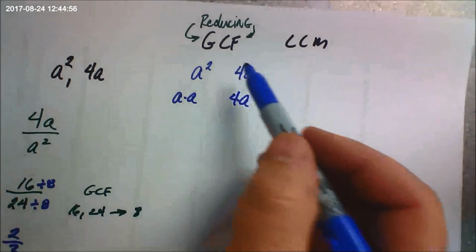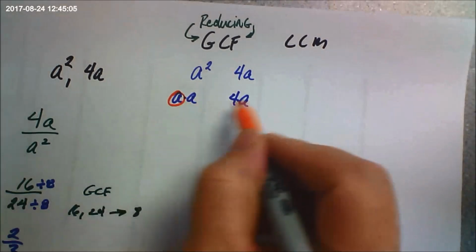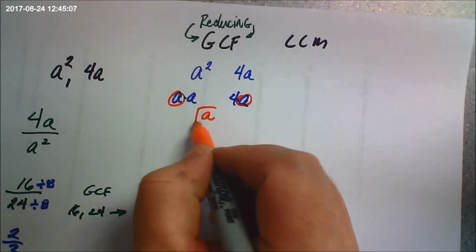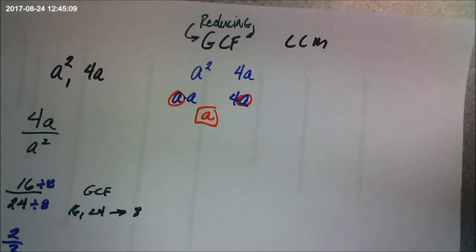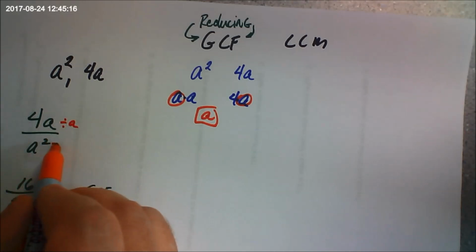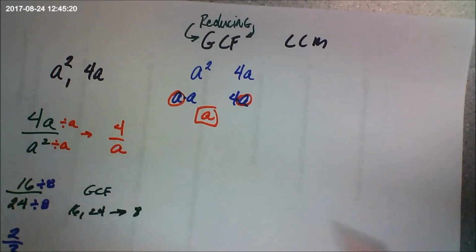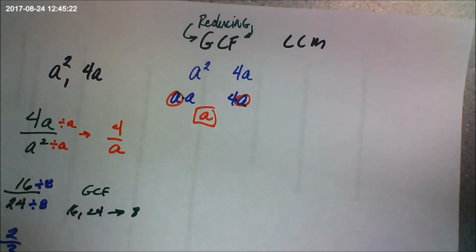That doesn't change, right? So greatest common factor, Ozzy, is the biggest thing that goes into both. What's the biggest thing that goes into both of those numbers? A. That's the GCF, it's A. So if you were reducing this, you would divide the top and the bottom by A, and you'd get 4 divided by A, because A squared divided by A is A. Yeah? Chris, you good with this?